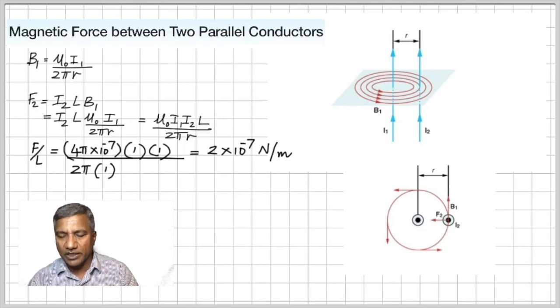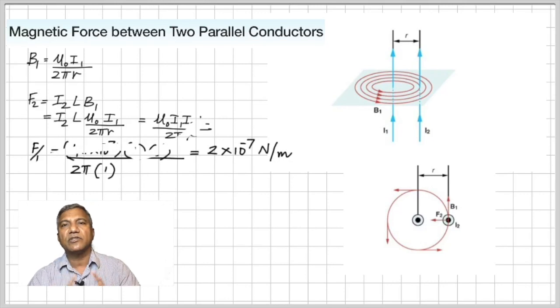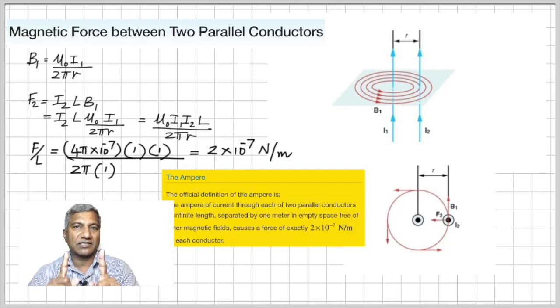This means we can define an ampere using this idea. So 1 ampere is that current which, when flowing through two parallel conductors kept 1 meter apart in free space, produces a force of 2 times 10 to the negative 7 Newton per meter. I know, you've got to repeat that. 1 ampere is that current which, when flowing through two parallel conductors kept 1 meter apart in free space, produces a force of 2 times 10 to the negative 7 Newton per meter.